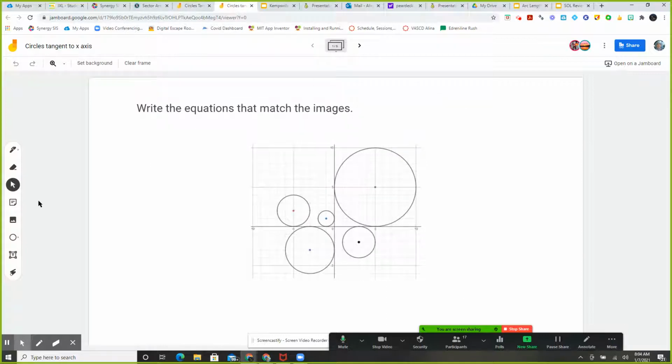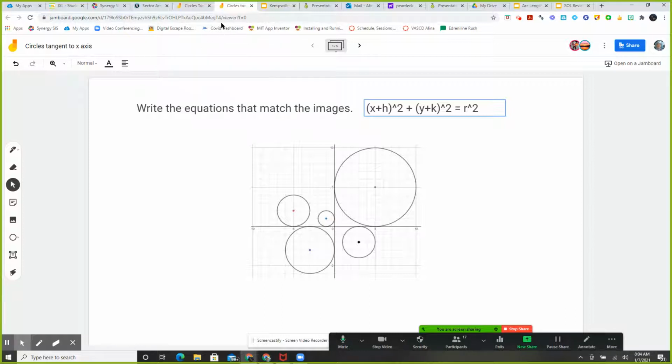So when you're on your Jamboard, x plus a number squared plus y plus a number squared equals r squared. So see if you can write the equations of those circles.